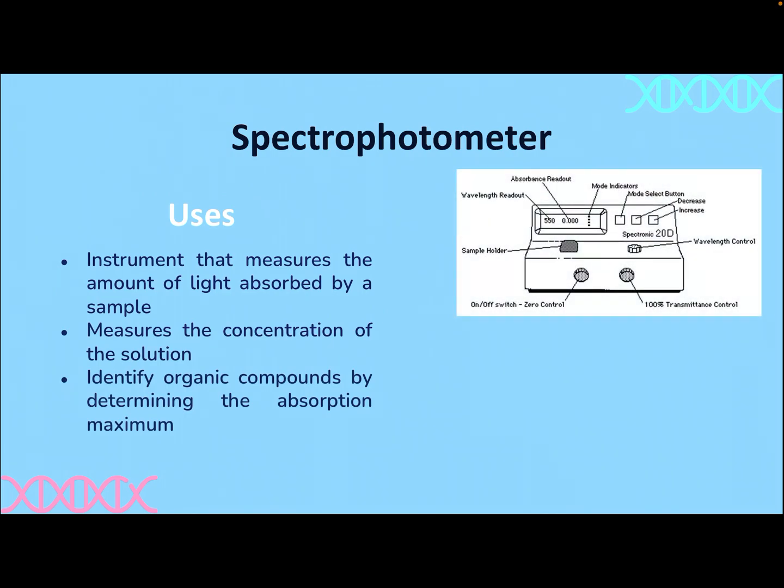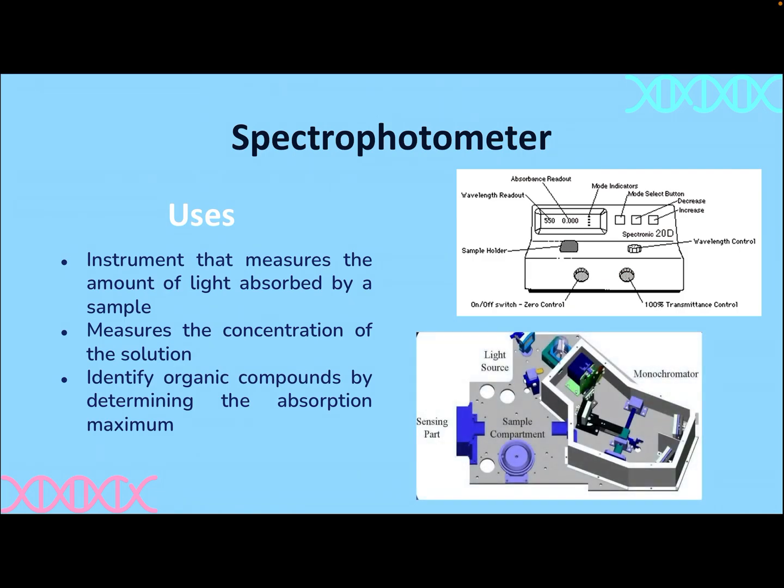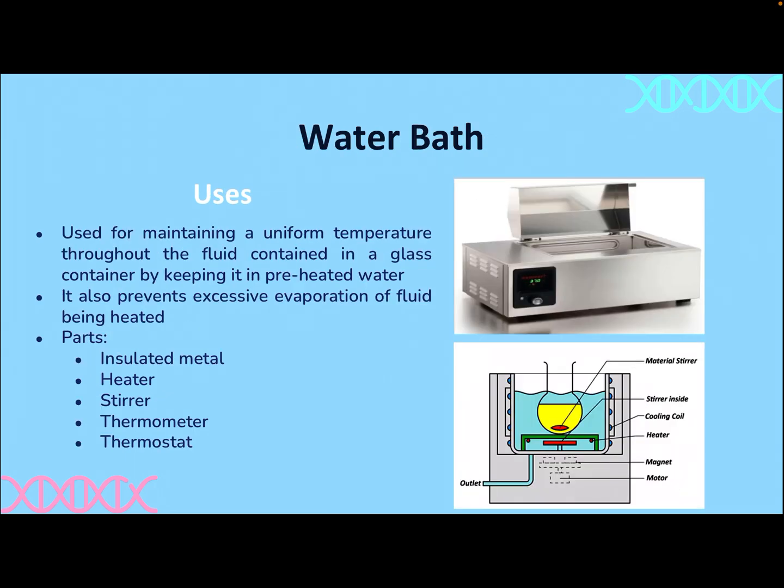In this picture, we can see the different parts of a spectrophotometer like the on and off switch, the sample holder for cuvette, wavelength and absorbance readout, the mode selection buttons, the wavelength control, and the 100% transmittance control. In this image, we can see the different components of a spectrophotometer like the light source, the sample compartment for the cuvette, and monochromator.